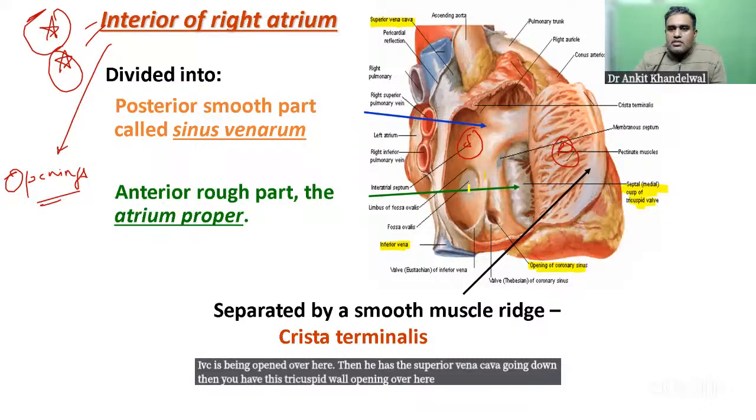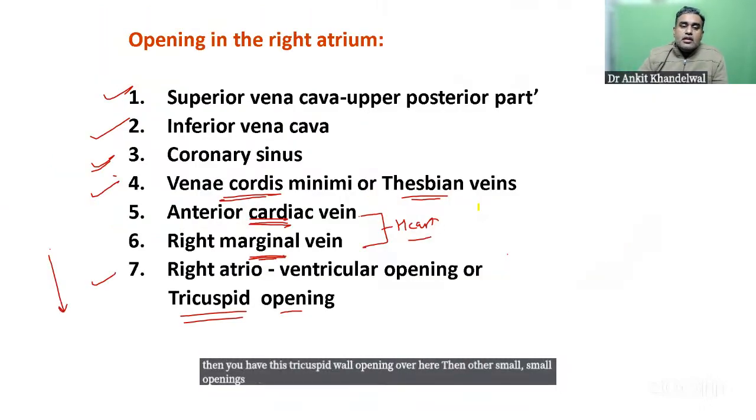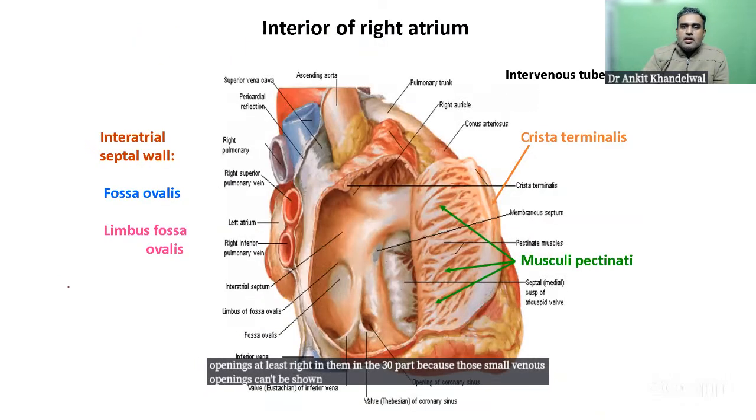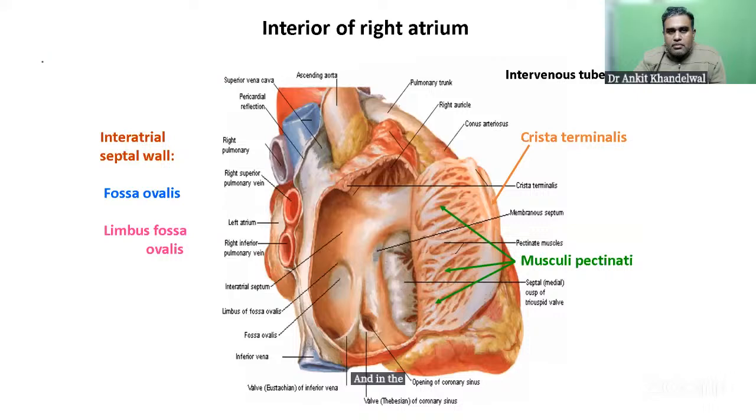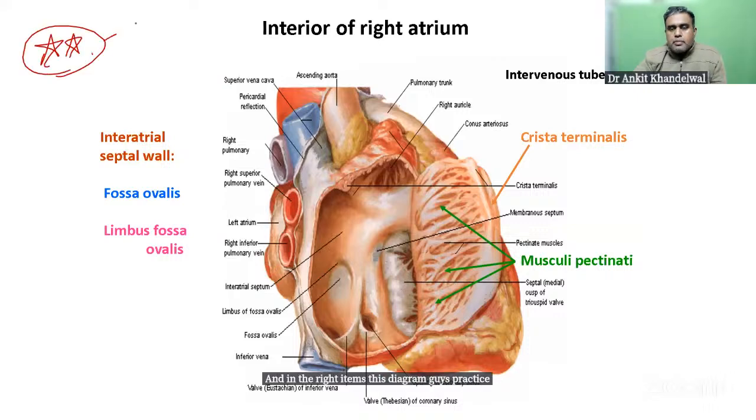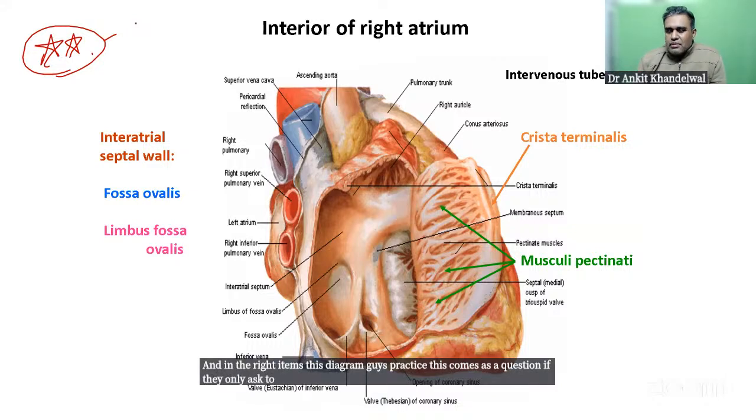Right. Then other small openings, at least write them in the theory part, because those small venous openings can't be shown in all the diagrams. In the interior of the right atrium, this diagram, guys, practice. This comes as a question. If they only ask to enumerate the openings, simple 1 mark or max 2 marks, write it. But if the question is more than 2 marks, try to draw the diagram over here.